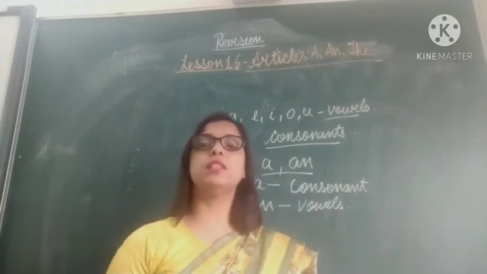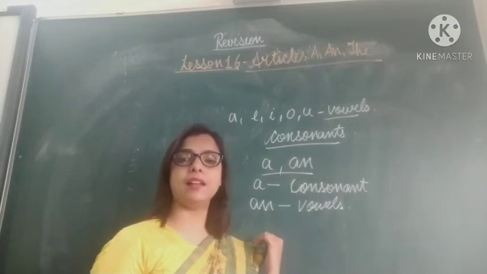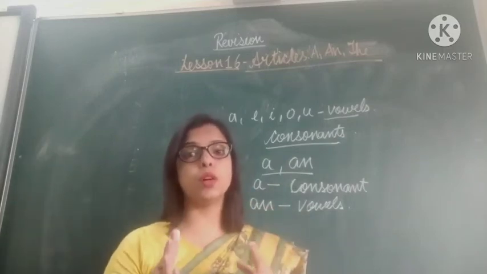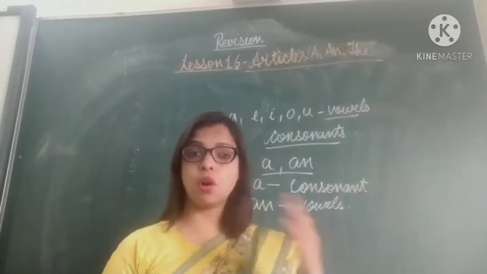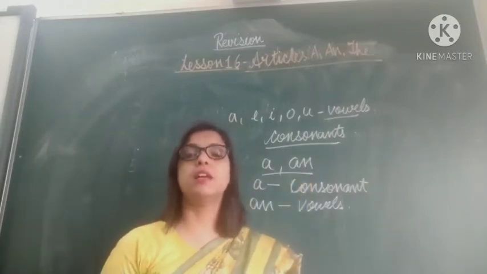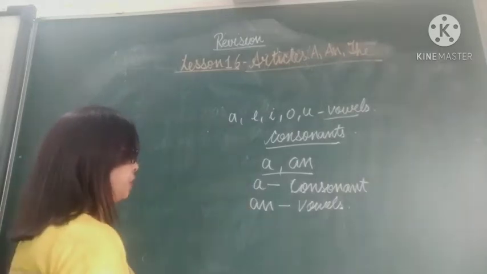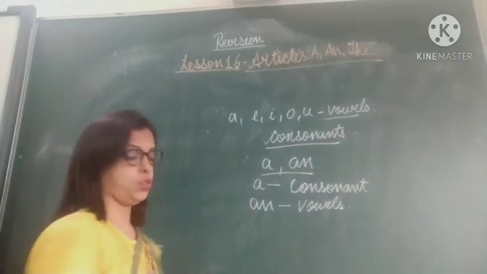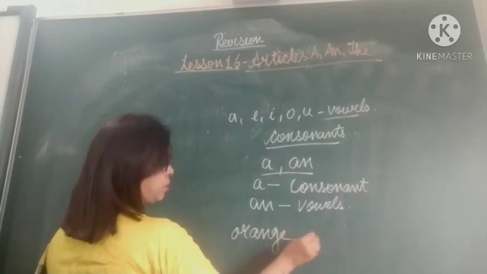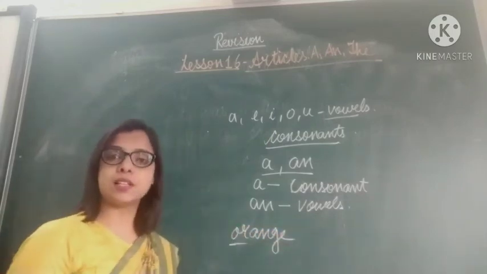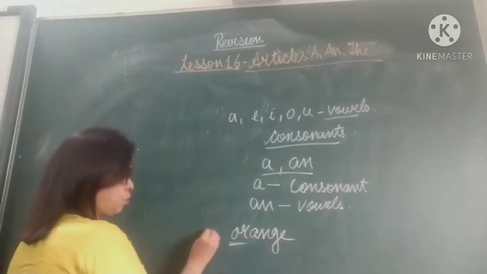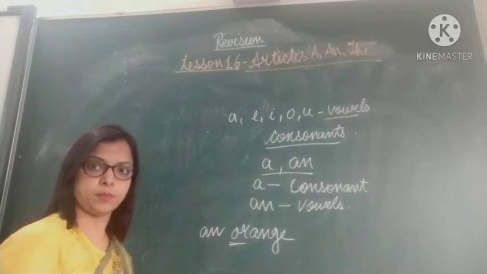Okay. So children, the use of a and an actually depends on the sound with which the word opens and not the actual first letter of the word. If I say, give me an orange, it is beginning with O. So we put an.